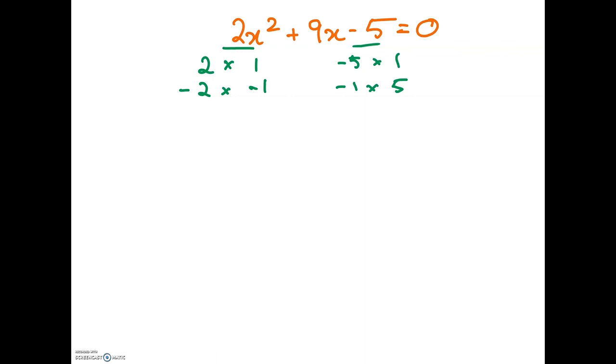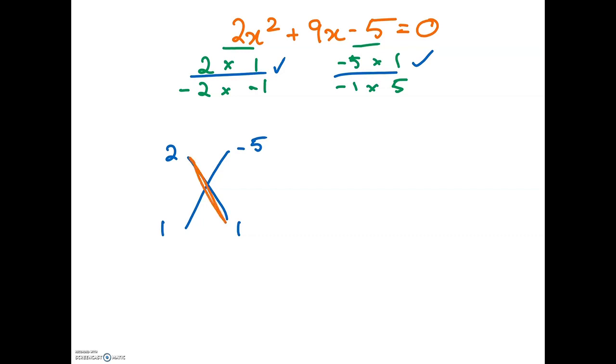So now we're going to want to do the cross method. So let's draw the cross. And on the left-hand side, we'll do the two factors for the term in front of the x squared. We'll do 2 times 1 this time, so 2 and 1. And then for the right, we'll just use this one for now. So let's do negative 5 and 1. We'll just try it out. If it doesn't work, we can always do another cross.